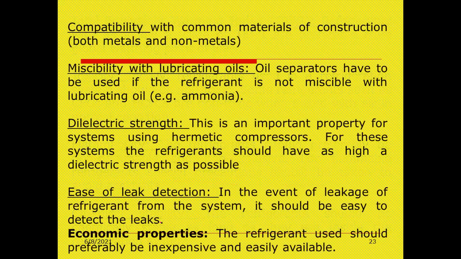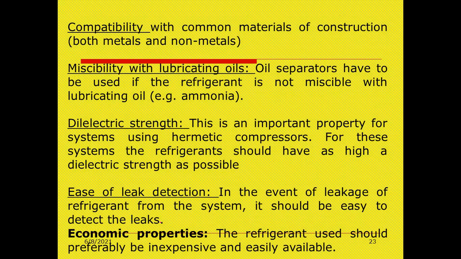Next, compatibility. What is the meaning of compatibility? Compatibility with common materials of construction, both metals and non-metals. Coming to the materials used for the refrigerant system, the common materials may be metals or non-metals. What are the metals? Metals may be cast iron, mild steel, steel, ferrous metals or non-ferrous metals. And what are the non-metals? The non-metals may be high-end rubbers, polymers, plastics, composites. Like this we are using non-metals.